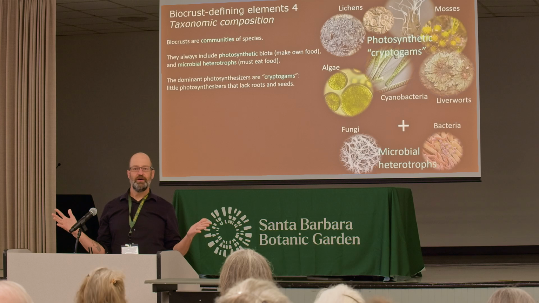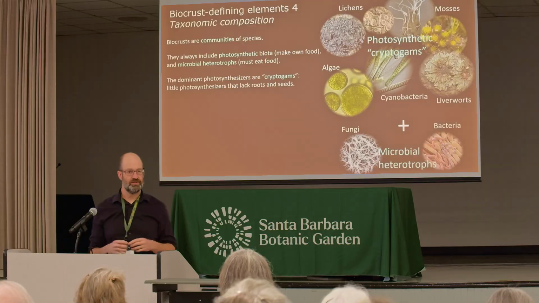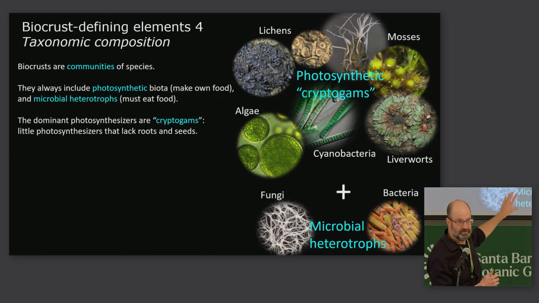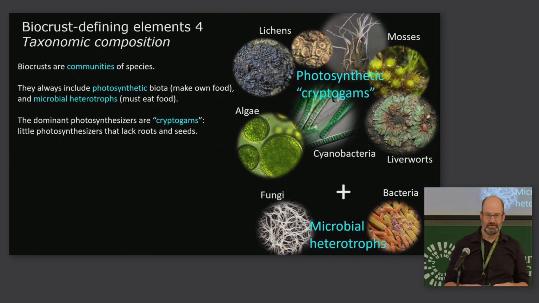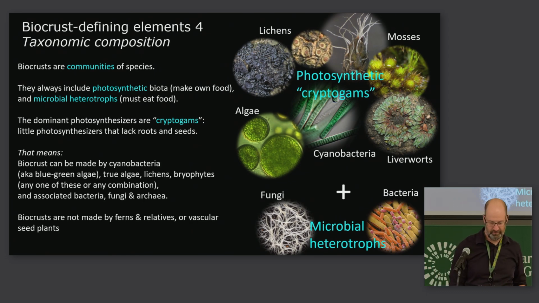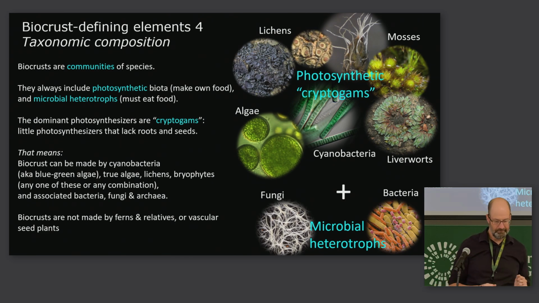It's a weird group of not necessarily related organisms, but they all share some important properties. They're little photosynthesizers that lack roots and seeds. And you can see several groups up here, some of which you've already met this morning. So those are the photosynthetic component, and them together with their microbial heterotrophic friends are forming biocrusts. So that means you can have cyanobacterial biocrusts, you can have algal biocrusts, you can have lichen biocrusts, or you can have combinations of these things, okay?